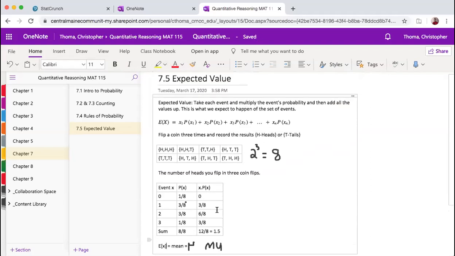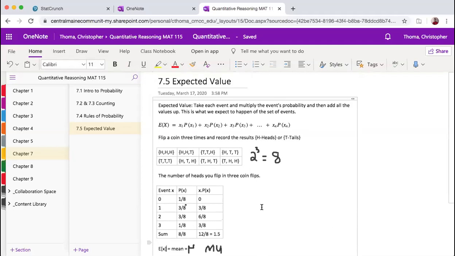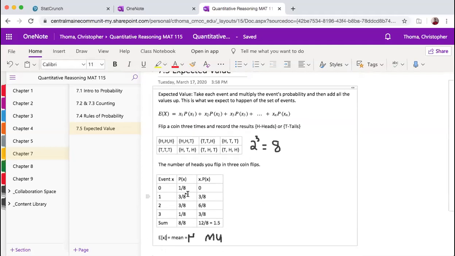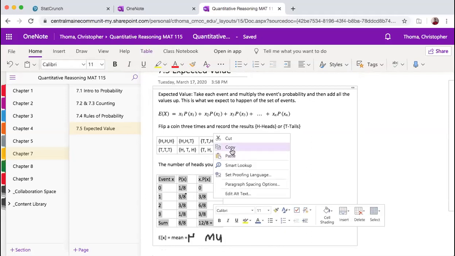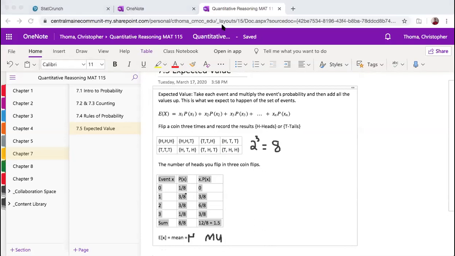So that's really it, there's not much to expected value. The key to doing expected value, in my opinion, is to always build a table, because then you can do it real quick. And if you put this table in Excel, then Excel does all the calculations for you, right? I can actually copy this table and put it in Excel. Copy. Open up Excel.